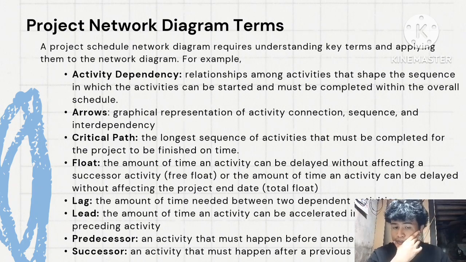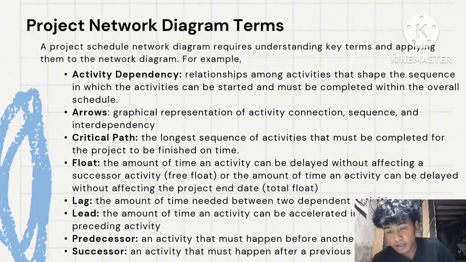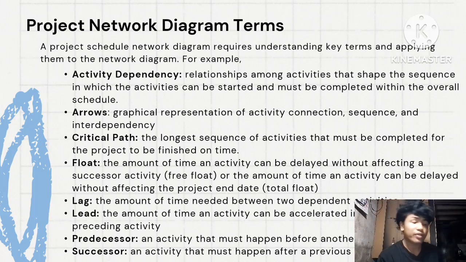Arrows: graphical representation of activity connection, sequence and interdependency. Critical path: the longest sequence of activities that must be completed for the project to be finished on time. Float.